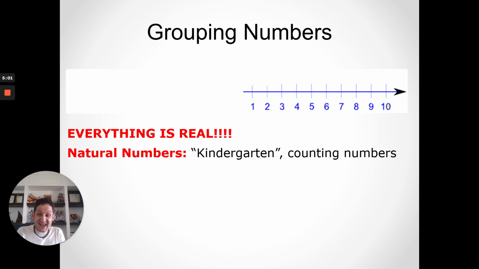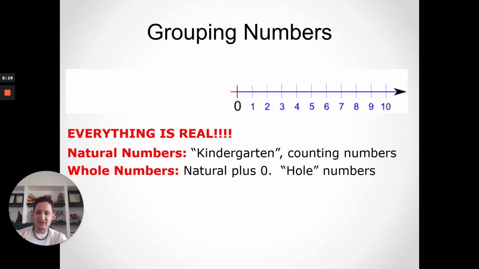We expand it ever so much with the next set of numbers. Those are called whole numbers. That's when you include the whole 0. Whole numbers. I know, I'm lame.